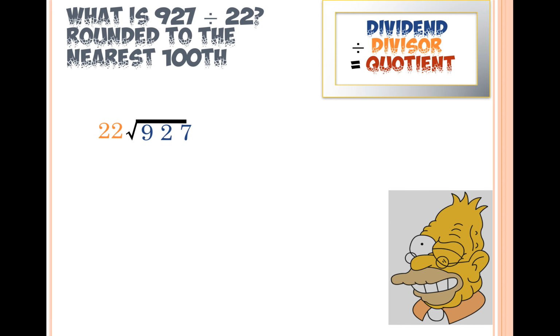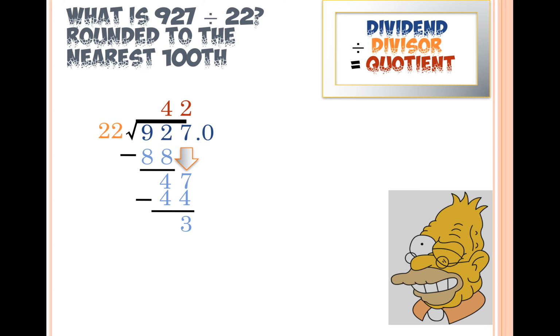Ooh, what is 927 divided by 22 rounded to the nearest hundredth? Here we're getting tricky. So we're going to follow the same process. 22 goes into 92 4 times because 22 times 4 is 88. Notice I just skipped over the 9 because 22 couldn't go into 9. So I just went to the next digit and made 92. Subtract, you get a 4, bring down the 7. 22 goes into 47 twice because that gets you to 44. Subtract, you get a 3.